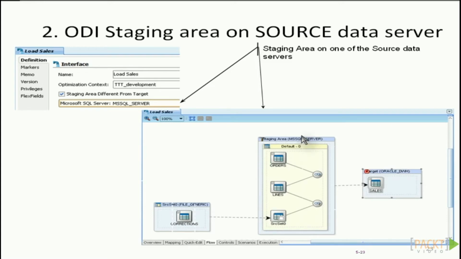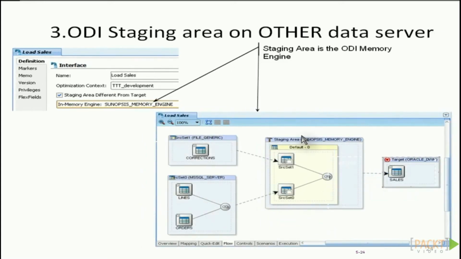Third and last option you have is to define the ODI staging area on another data server, a third data server. In this case, this is reached by using the in-memory engine. And the flow picture looks like that then. You have the sources, the flat file and the SQL Server files, which are joined in the memory engine and finally then integrated into your Oracle data warehouse.